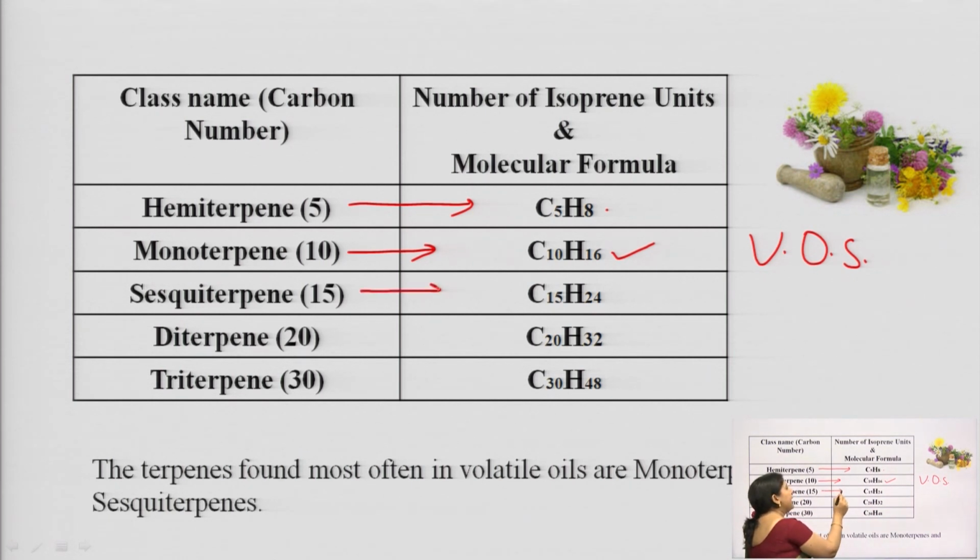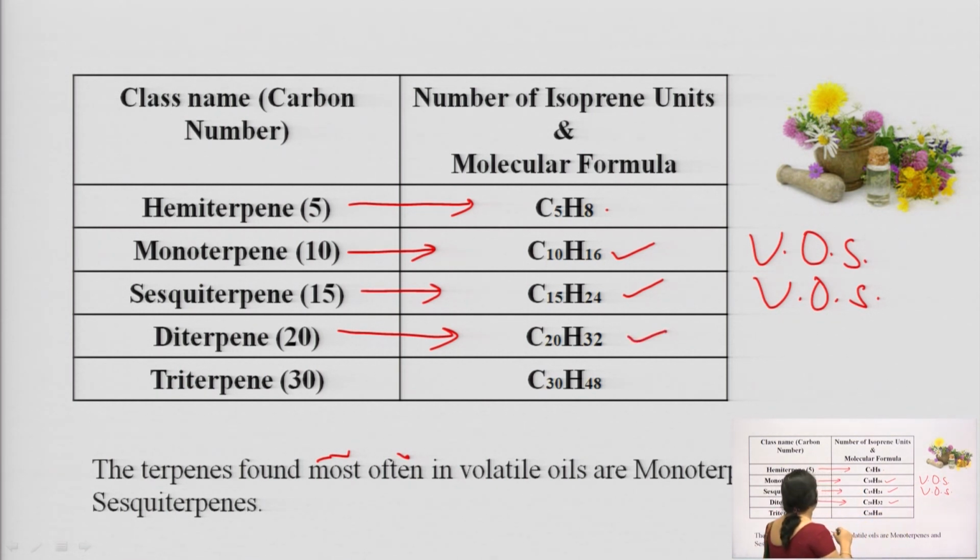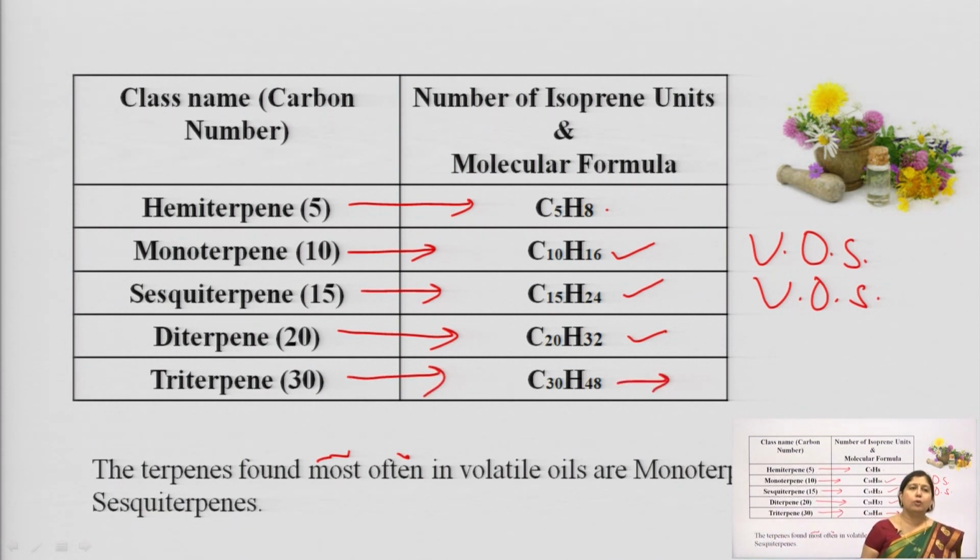Then if we have 3 isoprene units coming together, it becomes C15H24. Many of these are also present in the volatile oils. If 4 isoprene units come together, it becomes C20H32. If 6 isoprene units come together, it becomes C30H48, known as the triterpenes. So, we have hemiterpenes, monoterpenes, sesquiterpenes, diterpenes and triterpenes, out of which the monoterpenes and sesquiterpenes are a major category of compounds which exist as volatile oils.